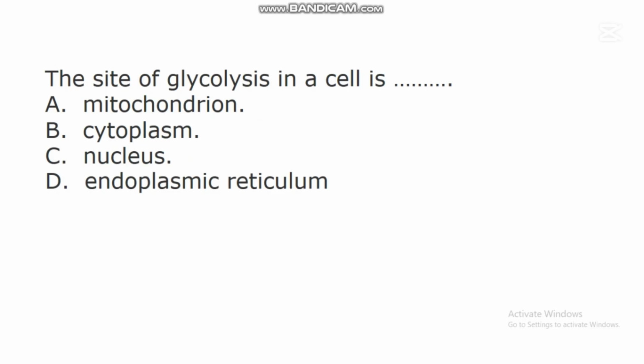The next question says, the site of glycolysis in a cell is dash. A. Mitochondrion, B. Cytoplasm, C. Nucleus, D. Endoplasmic reticulum. In this question, the correct answer is B. Cytoplasm. Cytoplasm is the site of glycolysis in a cell. Studies have shown that glycolysis takes place in a part of a cell known as cytoplasm.